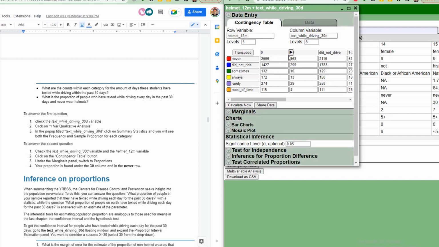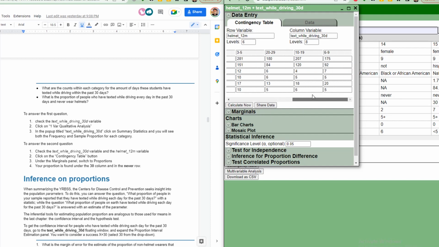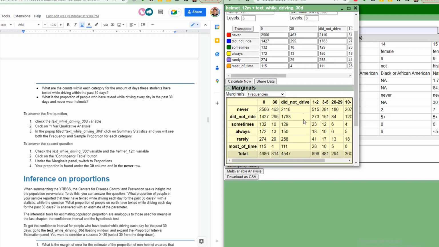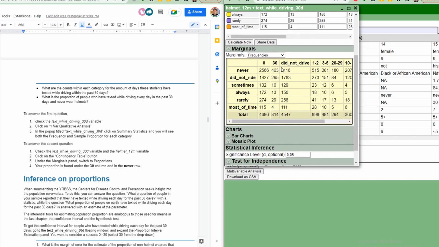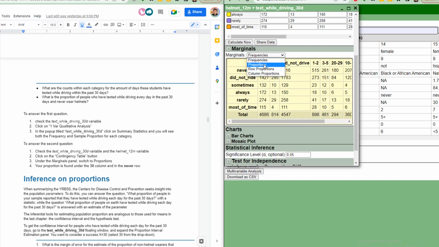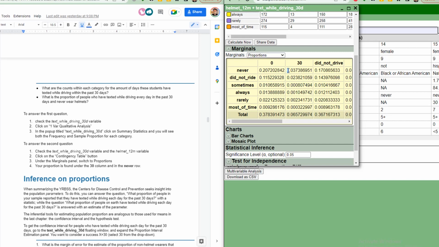The row variable is the helmets, and then the column variable is what we were just looking at. Now we were asking about people who never wear helmets and text 30 days out of 30 days. So if you look at the marginal table, what we're looking for is found right here, but this is a frequency out of 12,384. If I'm looking for a proportion, click it to proportion, and you can see this is my proportion.